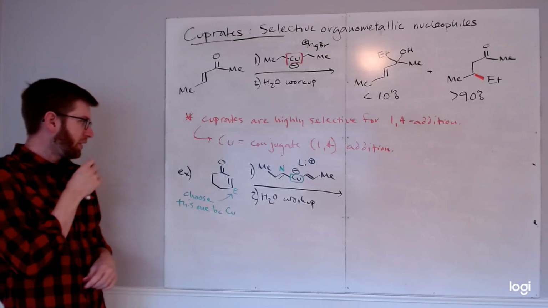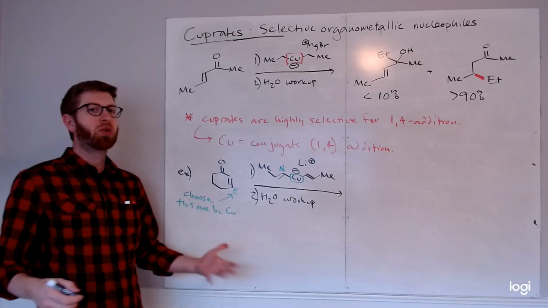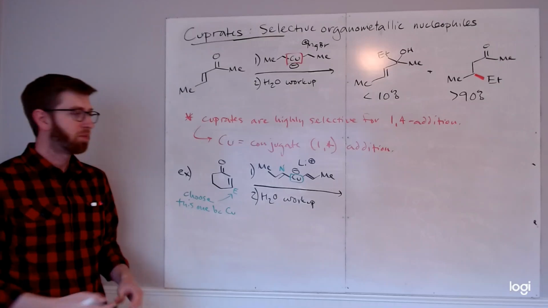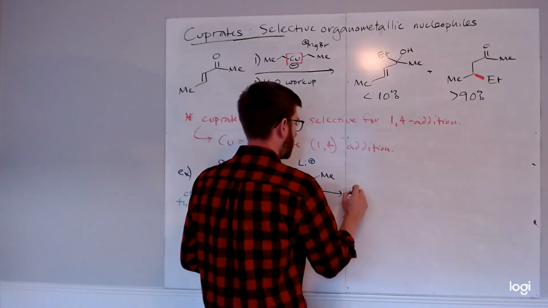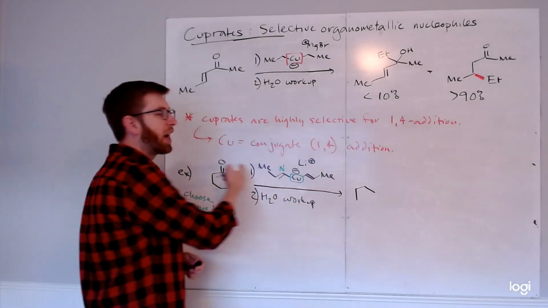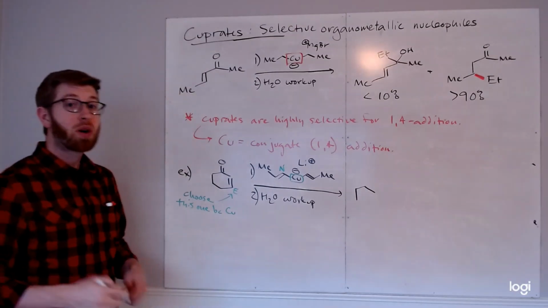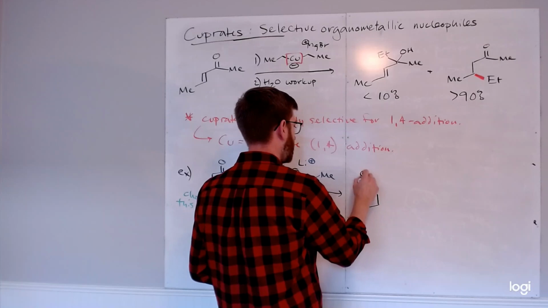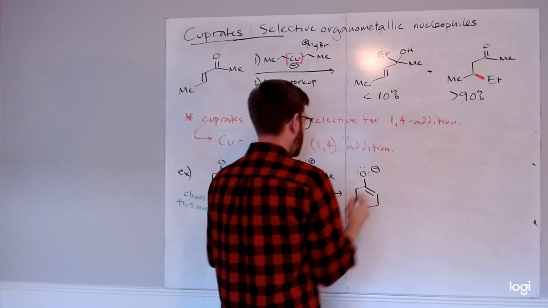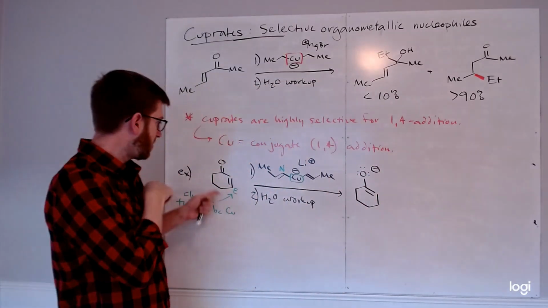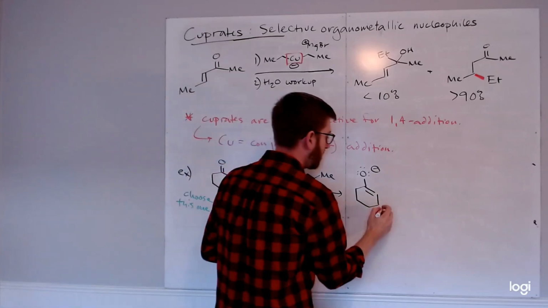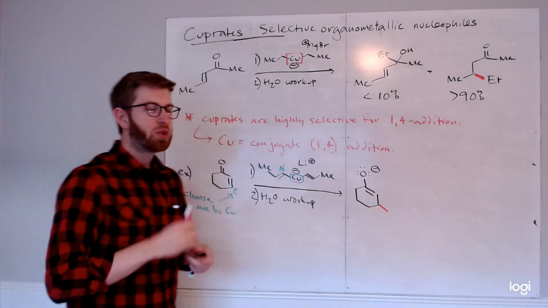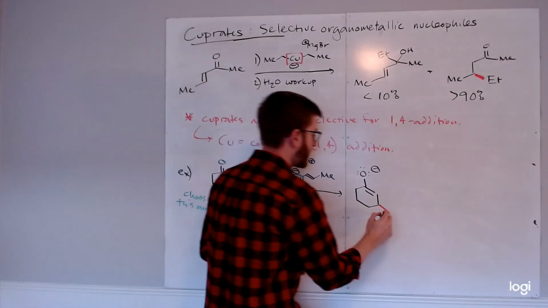So the thing that's different about cuprates is, remember, they actually go through this intermediate that's an enolate. So I'm going to draw the structure that forms after just the first step. So the cuprate's been involved, but no water yet. So I know that I'll make an enolate, like we said. I also know that I'll make a new CC bond between my electrophilic beta carbon and my nucleophilic carbon bonded to the cuprate, or the copper center.